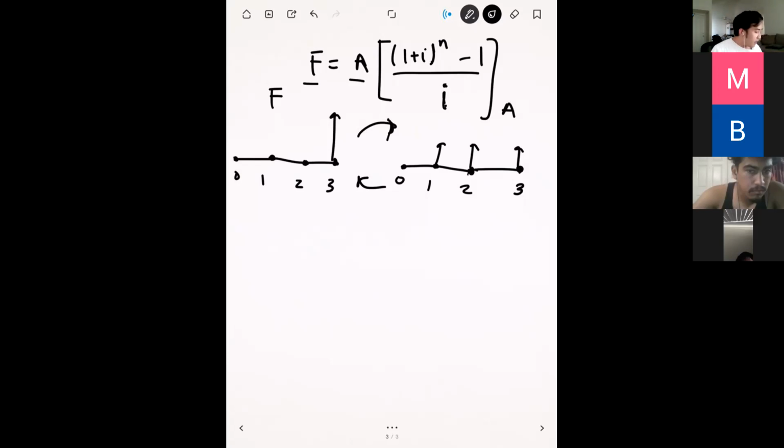The last one that we need is a conversion between A and P. We didn't go through this last time, so I'm just going to give you the formula.